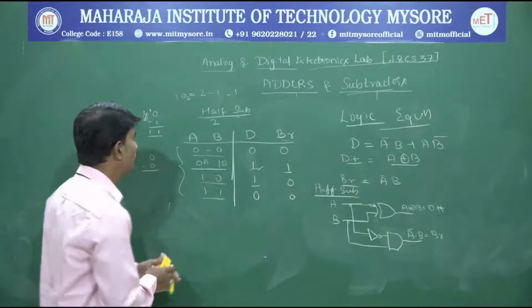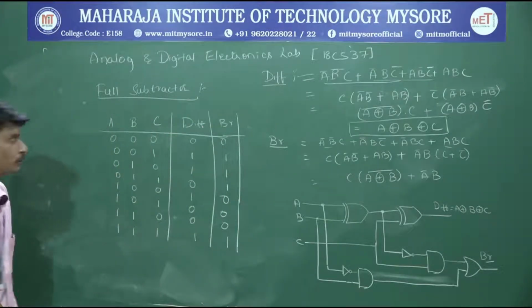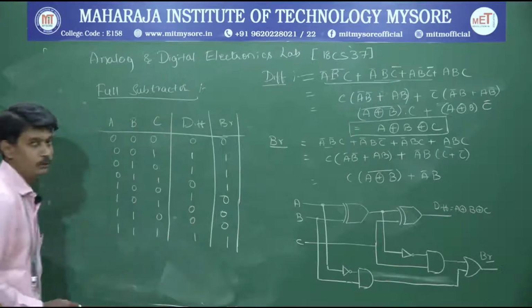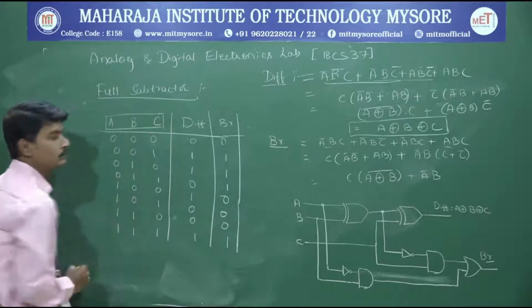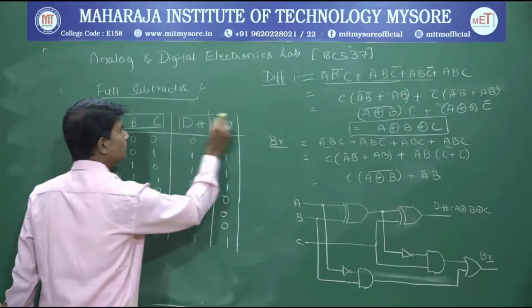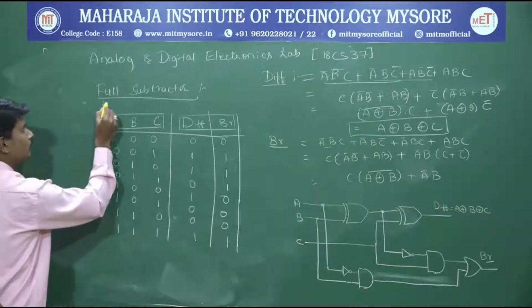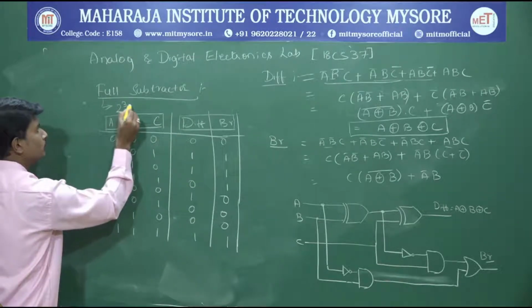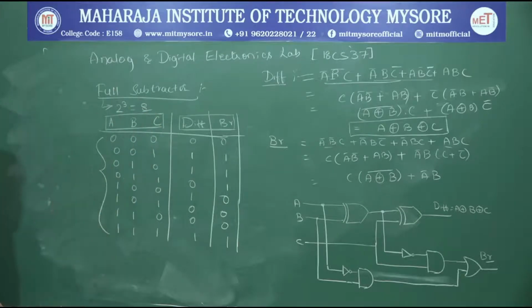Now let's get into a full subtractor. Let's start with the full subtractor. In a full subtractor we are going to have 3 input variables, and the subtractor is going to produce 2 outputs. Since I am talking about 3 inputs, it will be 2 to the power of 3, which makes it 8 total input combinations.